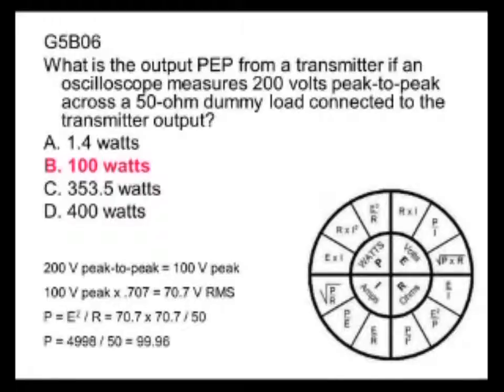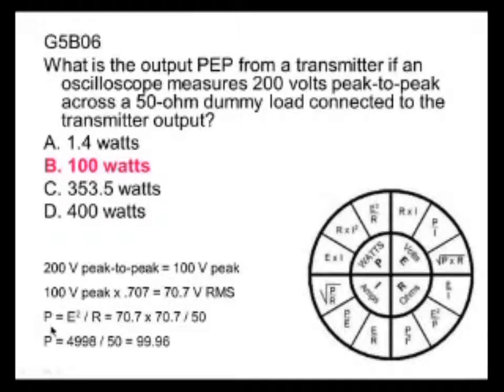Okay, let's take a look at what we're going to have to do here. We need to find the RMS. To do watts, we have to find the RMS voltage. And to find the RMS voltage, we have to go from the 200 peak to peak. We have to take it to 100 peak. And with 100 peak, we know that we multiply that times 0.707. So our RMS voltage is 70.7.